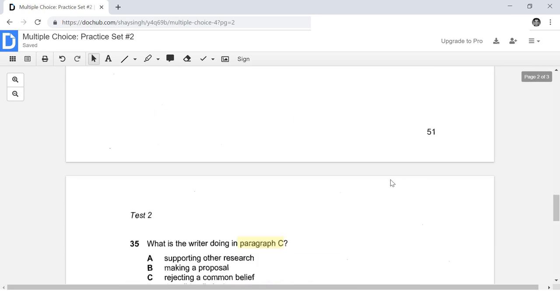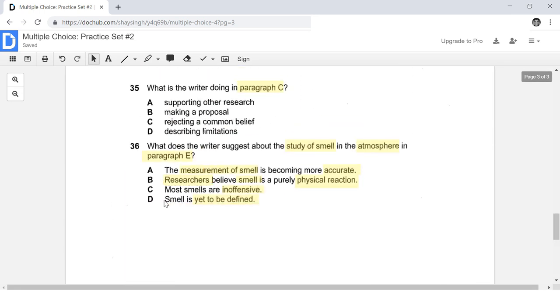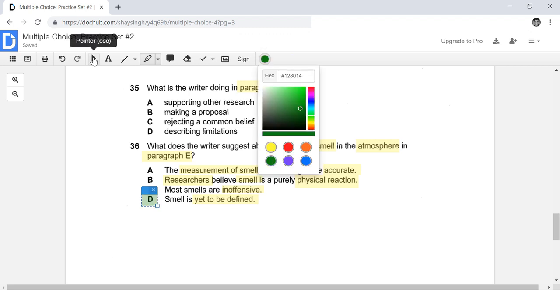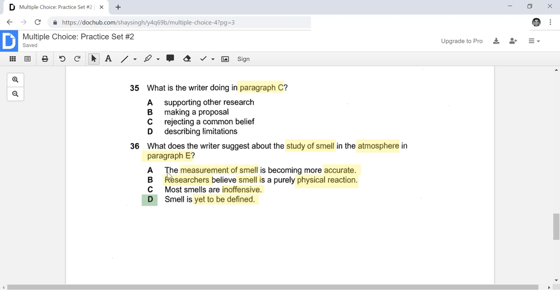So the correct answer to E is going to be D: smell is yet to be defined. Let's go through the other answer choices just to make sure. A says the measurement of smell is becoming more accurate. I see nothing about accuracy here. B: researchers believe smell is a purely physical reaction. It says nothing about physical reaction, guys. C says that most smells are inoffensive. Doesn't say anything about that either. So the correct answer is going to be D: smell is yet to be defined.